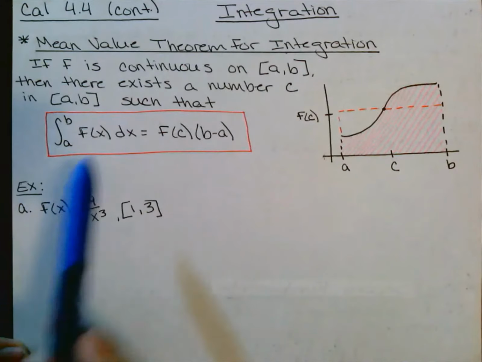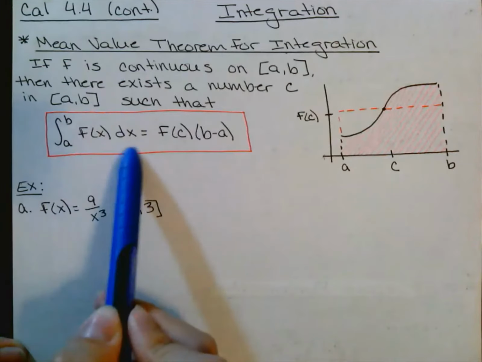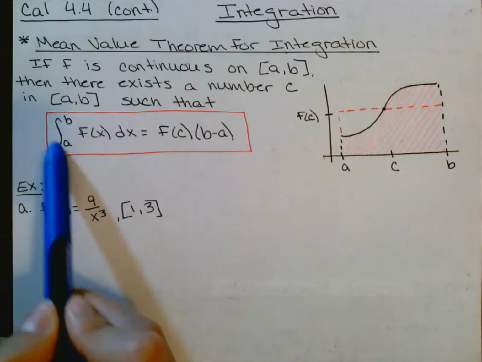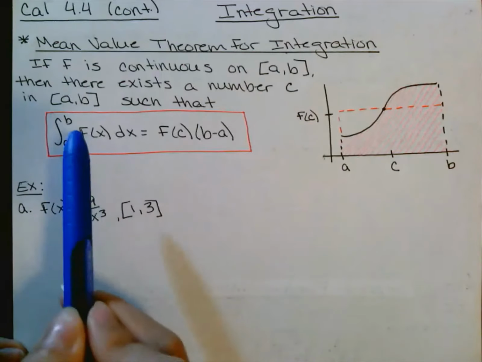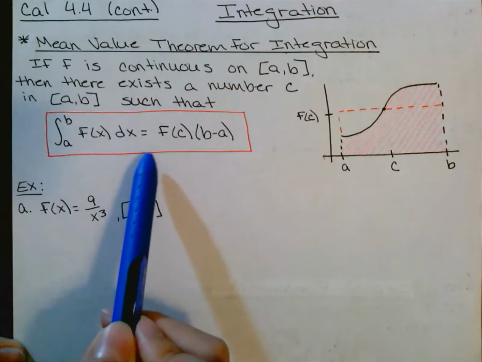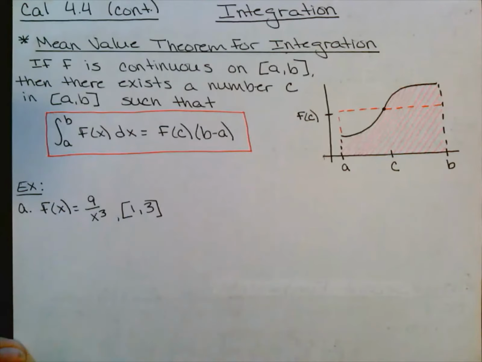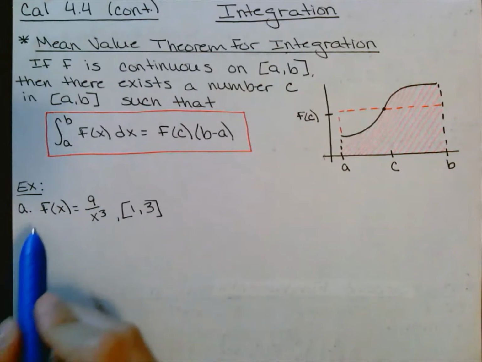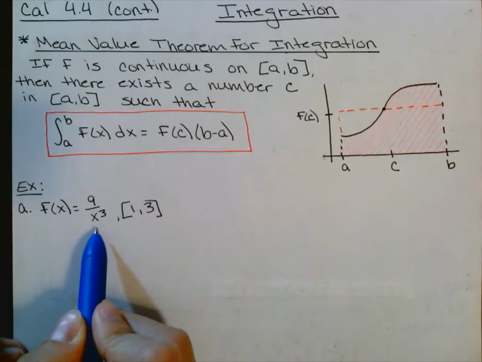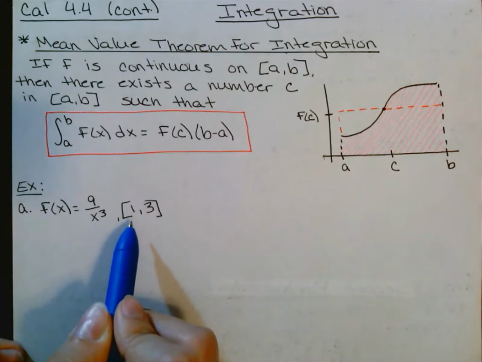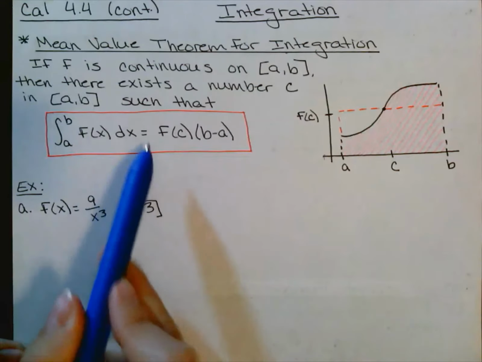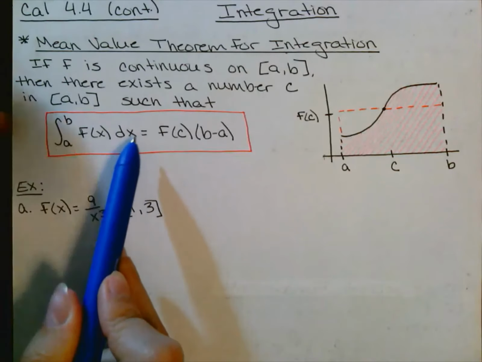Every time I solve these questions, this left side of the work is a little lengthier, so I'm going to take a minute to solve this, plug in the answer here, and then solve this simpler side. So let's look at this equation. My function is 9 over x cubed, and my interval is from 1 to 3. So step 1, I'm going to solve that integral.